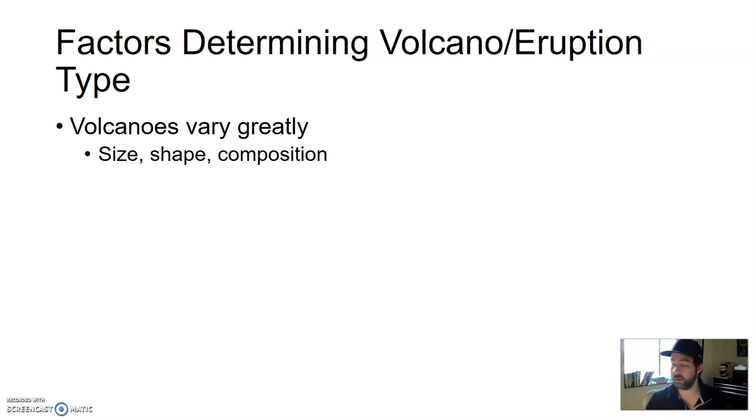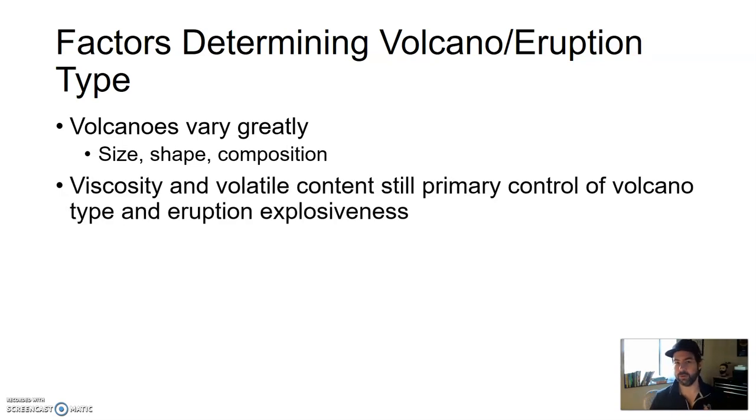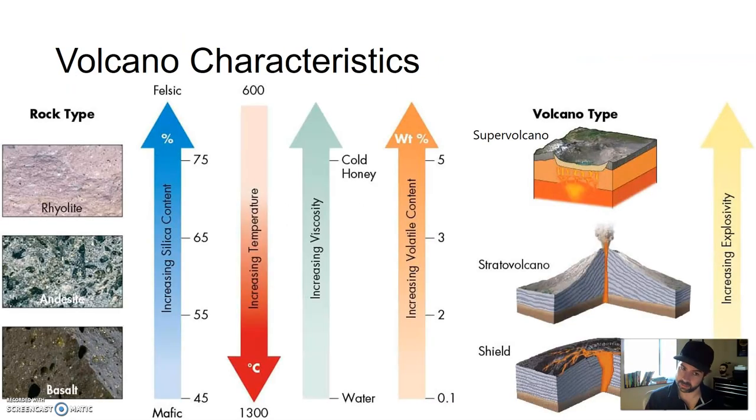But again, volcanoes vary greatly. Size: some are taller, some are wider, some are explosive, some are gentle. Different shapes: flat, more cone-shaped and steep. Some are just big lines. And then composition, what the material is made out of that's erupting out of Earth. So viscosity, how flowy the magma or lava is, and volatile content, how much dissolved gas is trapped in the magma or lava. Those are still the primary controls of volcano type and eruption explosiveness, which is tied to silica content.